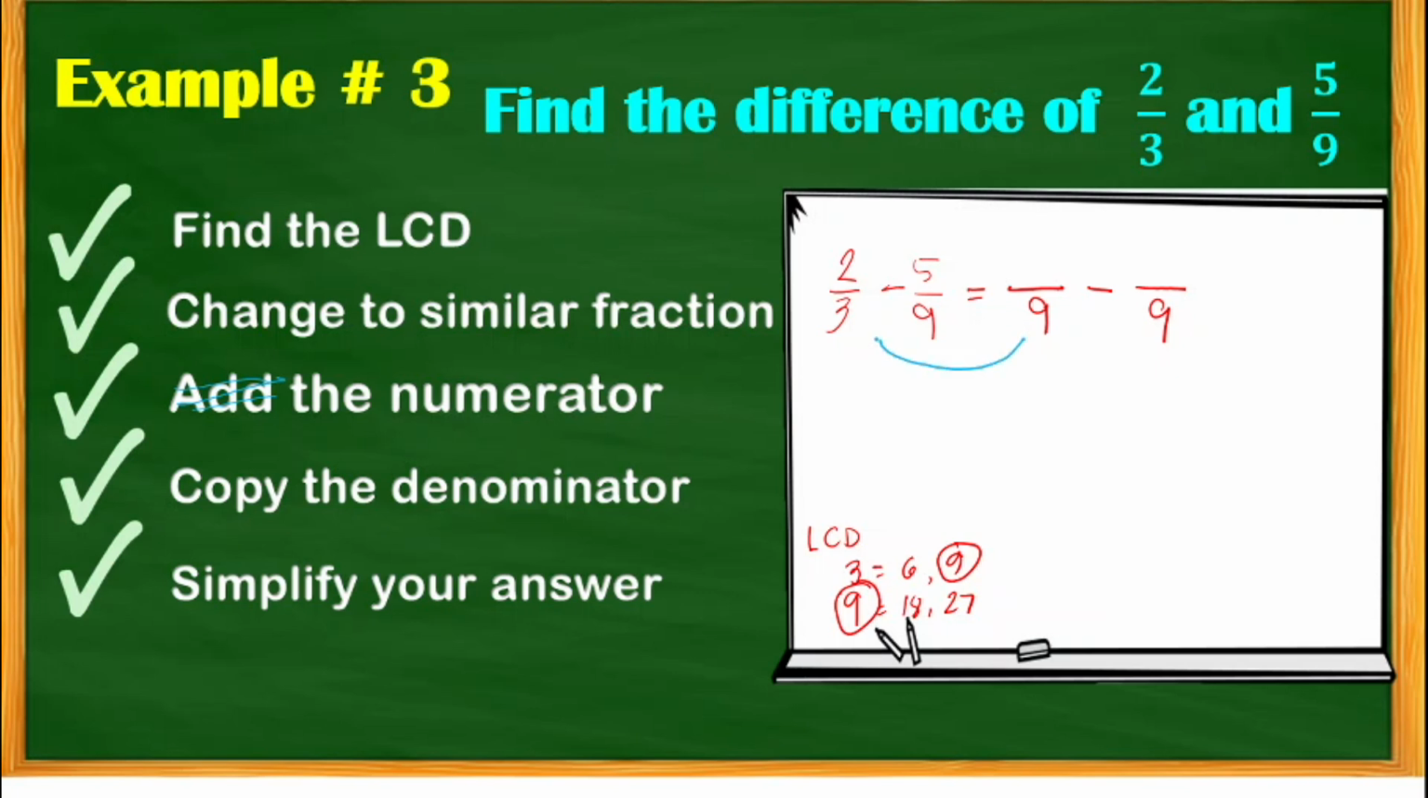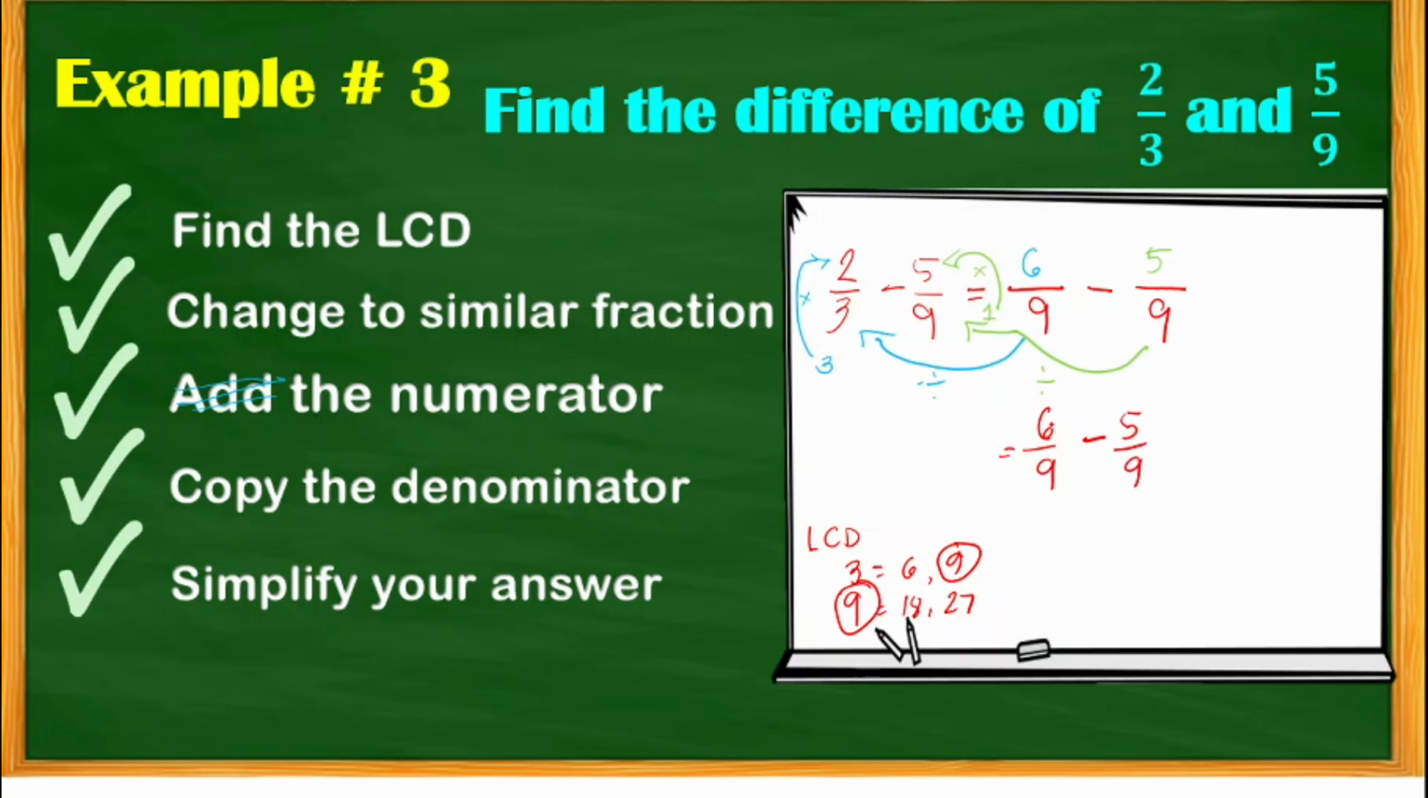Divide 9 by 3, the answer is 3. And then 3 multiplied by 2, the answer is 6. And then 9 divided by 9, the answer is 1. Then 1 multiplied by 5, the answer would be 5. Our similar fraction now is 6/9 subtracted by 5/9.